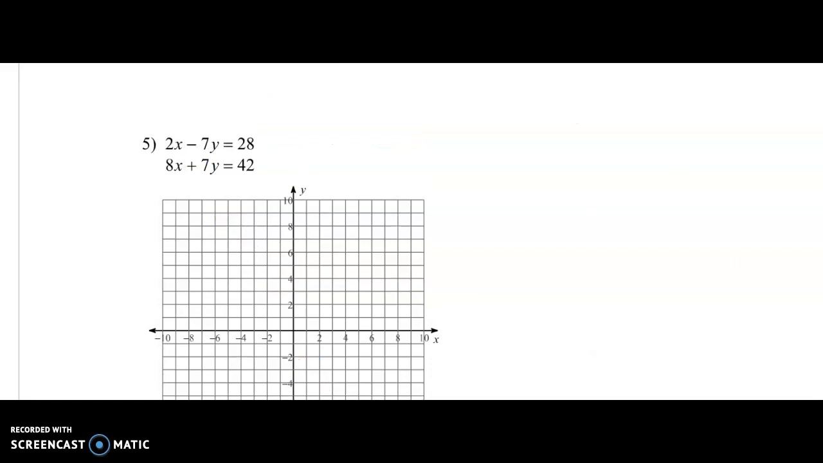All right, moving on to example number 5. Again, we want to solve this system by graphing. So we want to rewrite these equations in slope-intercept form first so that we can more easily graph the lines. Now that we've solved for y for both those equations and rewritten them in slope-intercept form, we're ready to go ahead and graph these lines.